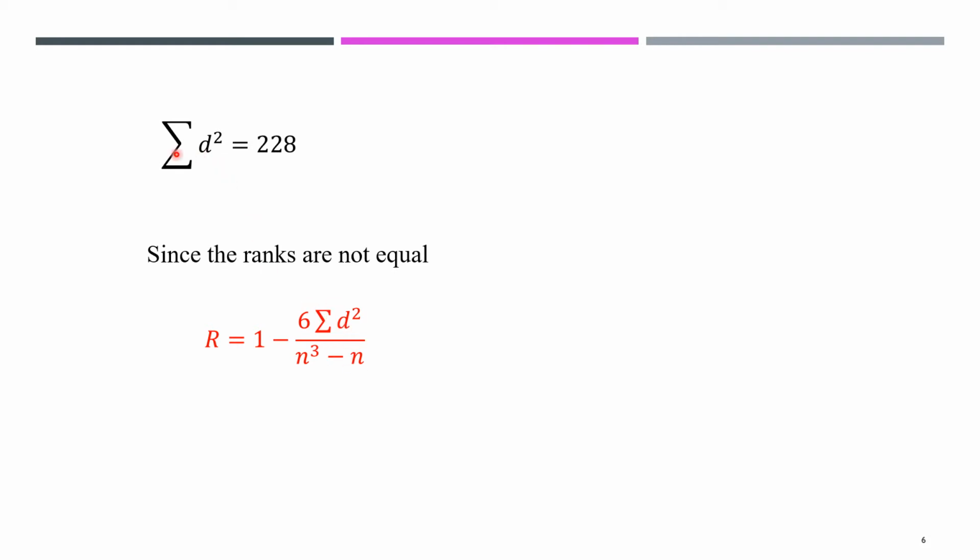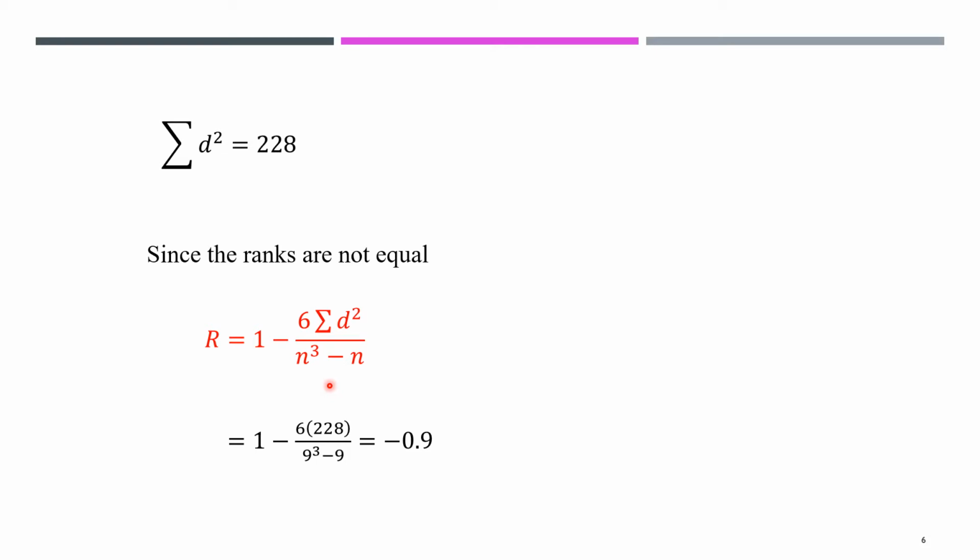We know summation D square is 228. The total number given is 9, so n is equal to 9. Substituting everything, we get 1 minus 6 into 228 upon 9 cube minus 9, which simplifies to minus 0.9. So this formula is applied when the ranks are not repeated.